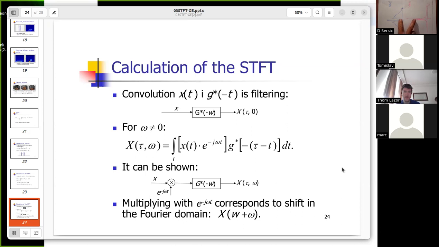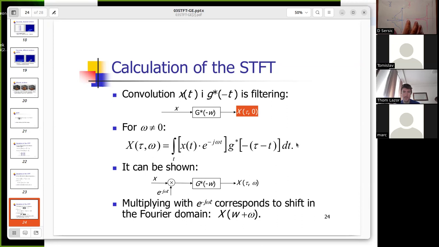Convolution in the time domain is multiplication in the frequency domain. Actually, my filter takes out only a small part of the spectrum of my voice and proceeds it to its output. So that's on the slide. This is the result.